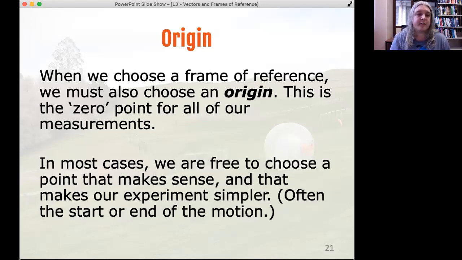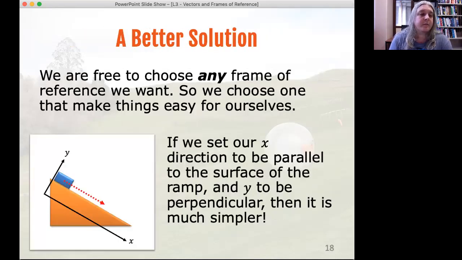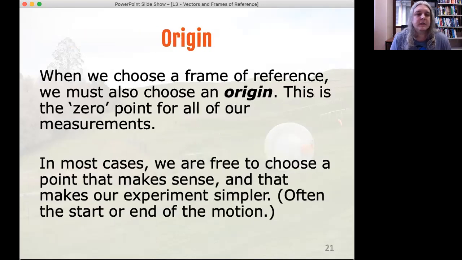So if I go back a few slides for a moment, in this case of this box, it would make sense to put the origin as where the box starts. So you might put the origin right there where the box starts. The other alternative, you could even put the origin where the box ends up, at the bottom of the ramp. And so you're measuring how far up the ramp the box is versus how far down it is from where it started. Both perfectly valid. And in fact, you might want to use both in slightly different scenarios depending on the exact question that's being asked. So that's all the origin is, choosing your 0 point.